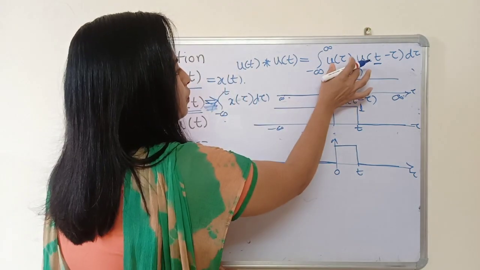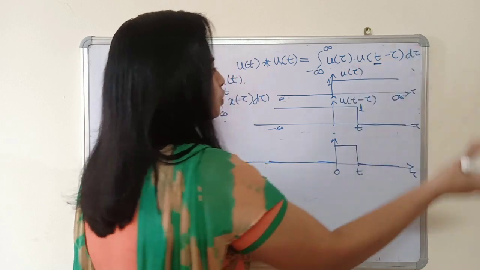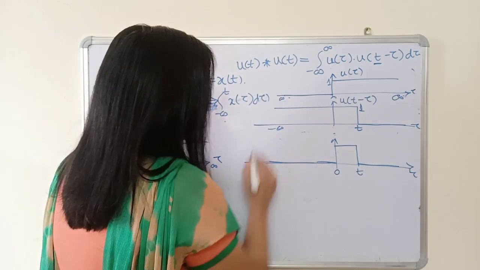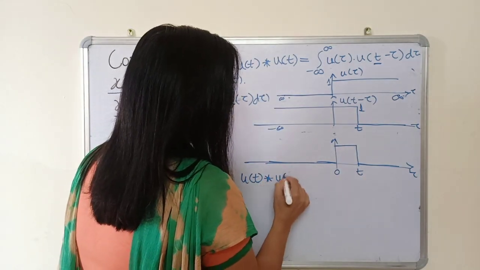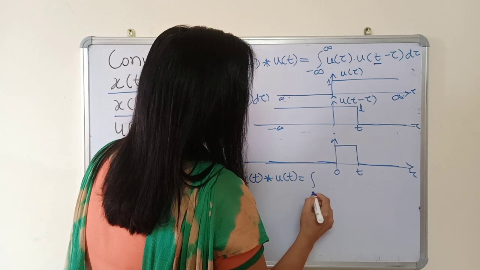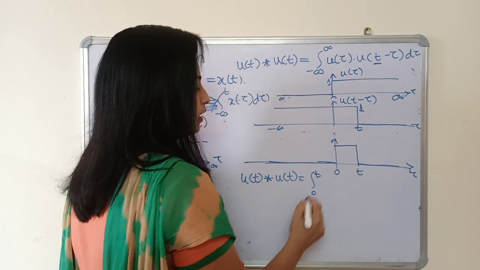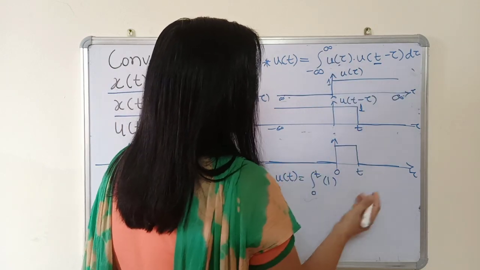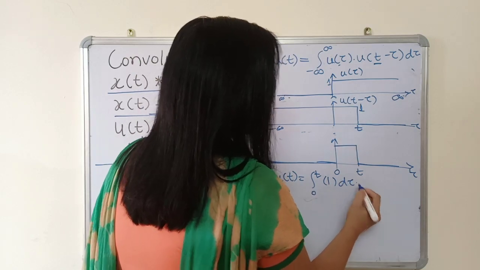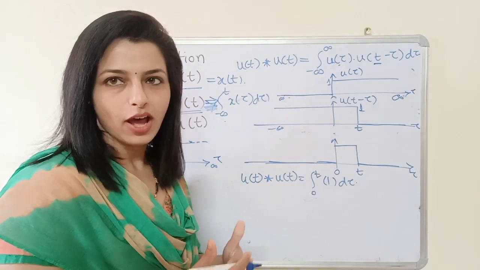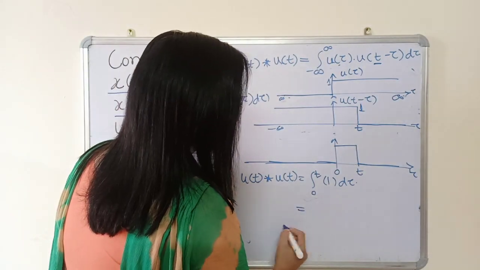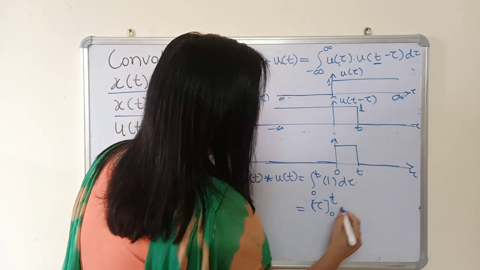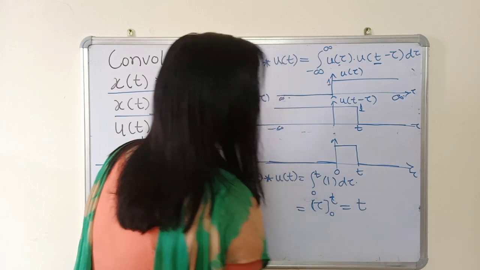So u of tau multiplied with u of t minus tau is only present for 0 to t, so we don't need this range now. We will change this: u of t convolved with u of t is equal to the integration from 0 to t. This amplitude is 1 and this is also 1, so 1 multiplied by 1 d tau. Now we'll integrate with respect to tau. So this is going to be tau, and limits are 0 to t. So it is going to be t minus 0, which is t.